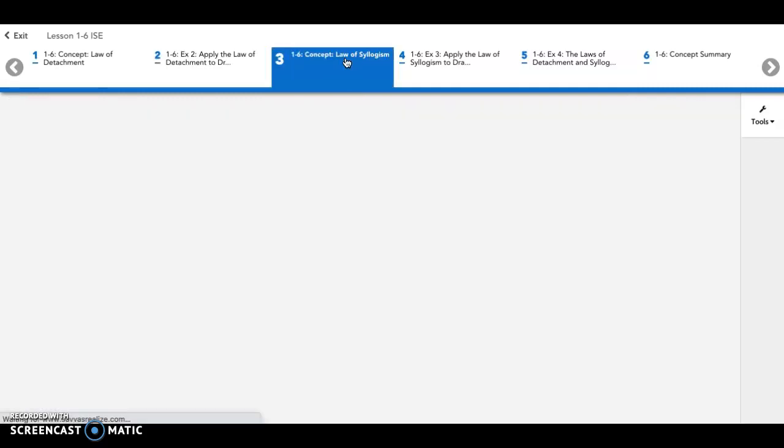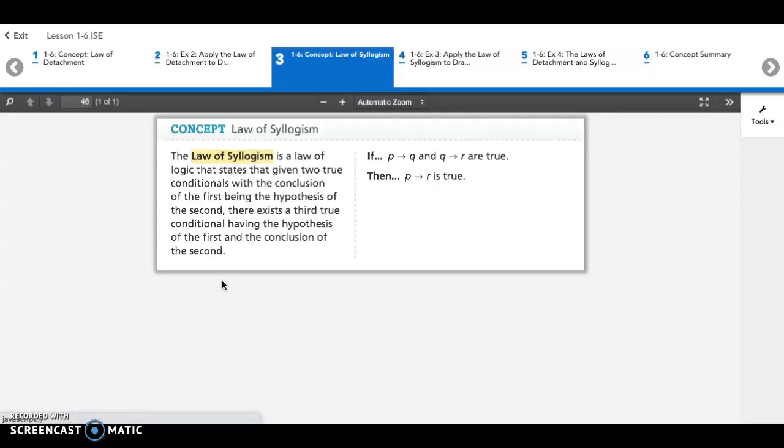Okay, let's look at the next law of logic. This one is called the law of syllogism. Now this one's a little bit more complicated, but it's really not too bad. It says that if you have two true conditionals, with the conclusion of the first becoming the hypothesis of the second, then there is a third true conditional, which will have the hypothesis of the first and the conclusion of the second. So that sounds a little complicated.